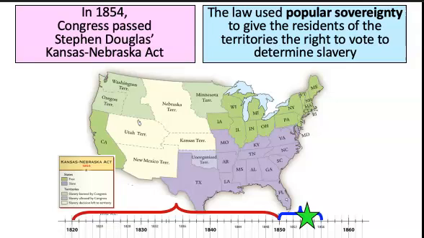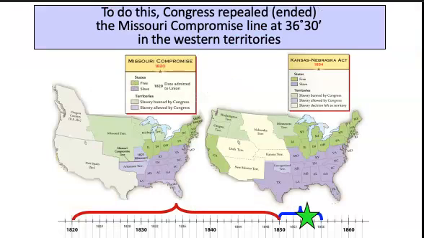What they're going to do is split the rest of that Louisiana Purchase territory into two regions. The Nebraska Territory, the area from Nebraska up into the Dakotas, Montana, Wyoming, and the bottom part will become the Kansas Territory. Stephen Douglas's idea is to use what's called popular sovereignty. We talked about it before with the Compromise of 1850, and this gives the residents of the territory the right to determine slavery. However, to do this, they're going to have to repeal the Missouri Compromise line in the Western territories.